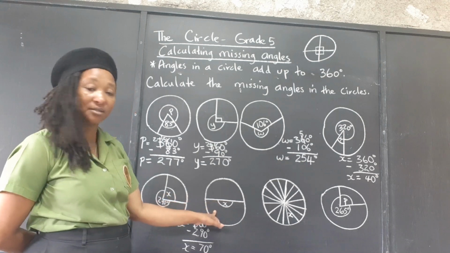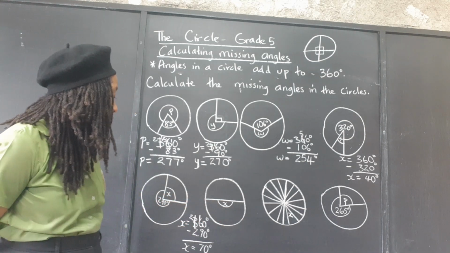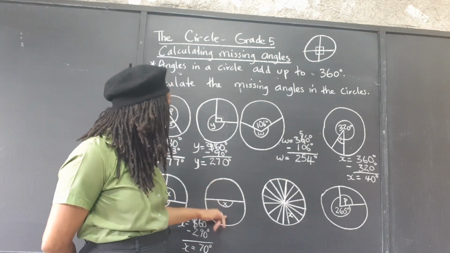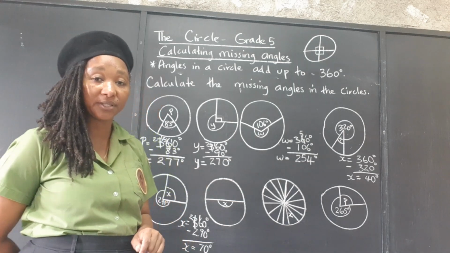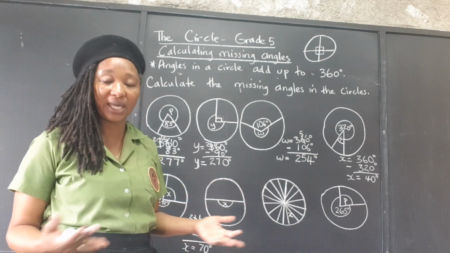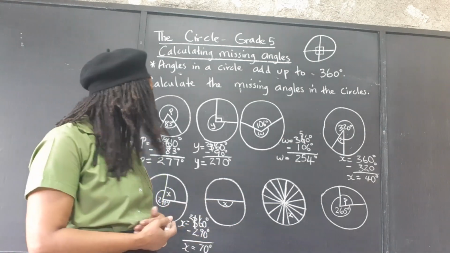How about this? What's the measurement of angle X? We're not told what the other angle is. We know that the circle is divided into 2 parts, so that's 2 angles formed. But what is the measurement of the other one? We need to know that so we can subtract it from the 360. How are we going to solve this one?